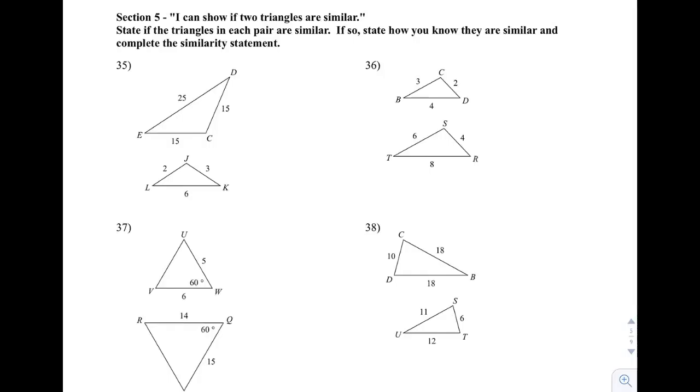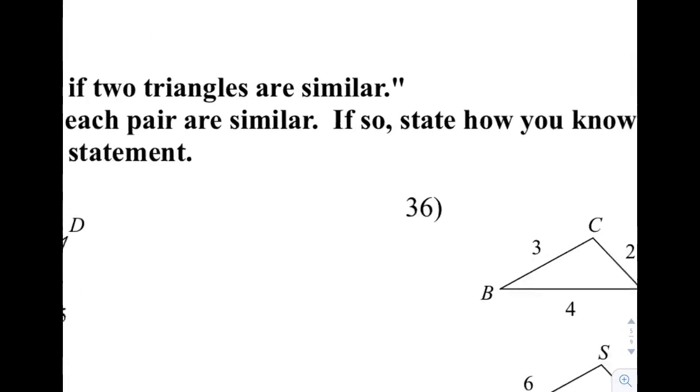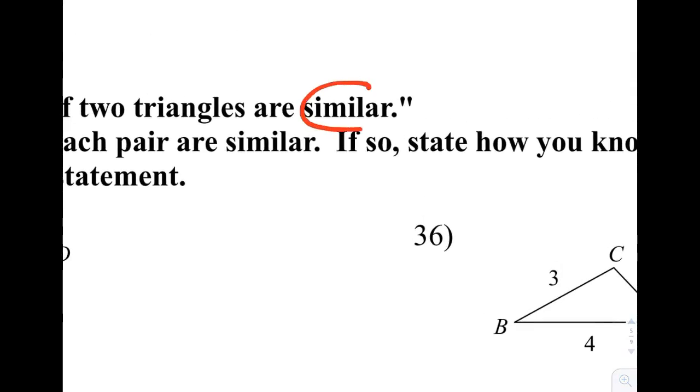On to our next section. We're going to look at whether I can show that two triangles are similar. Now, the word similar doesn't just mean kind of the same-ish, like, oh yeah, they look alike, sort of. Similar is actually a technical term. It means something specific. And what it means is that everything about it is proportional.